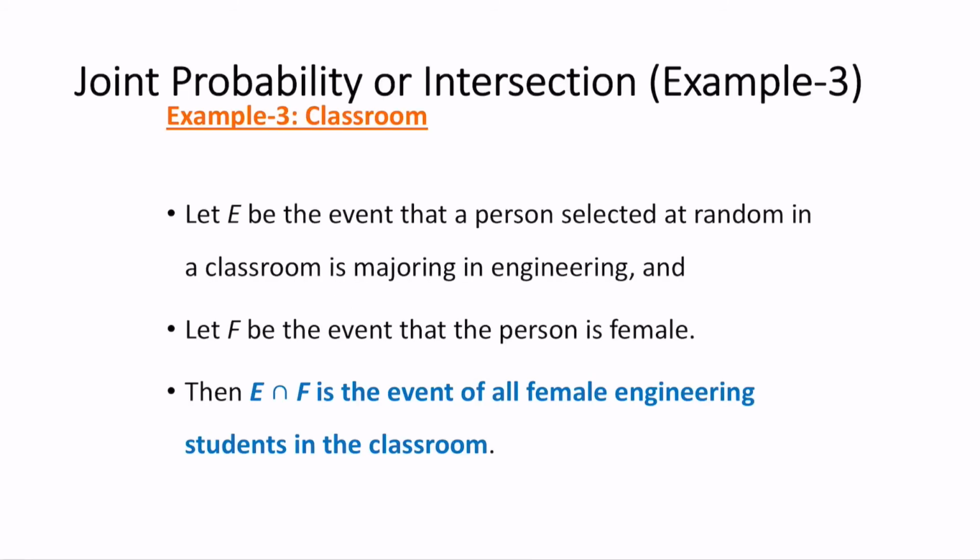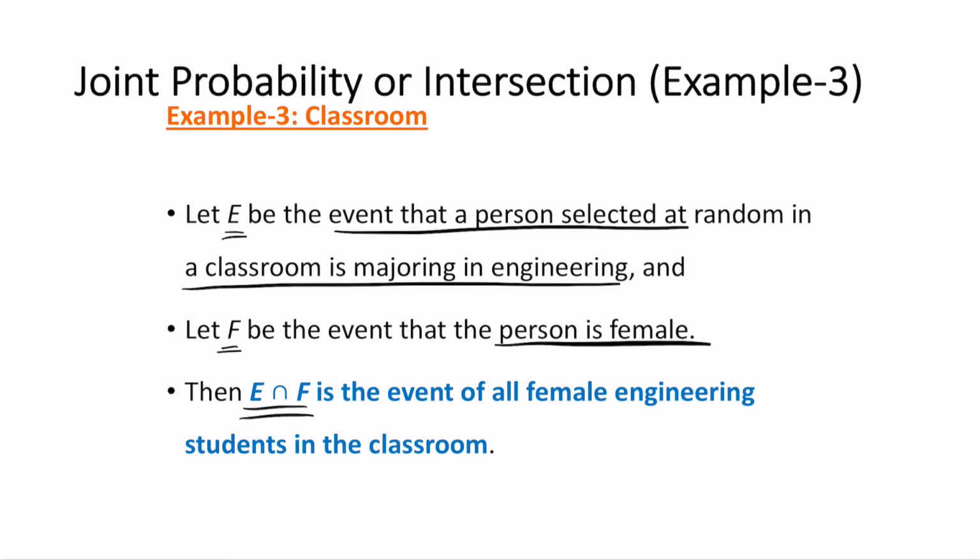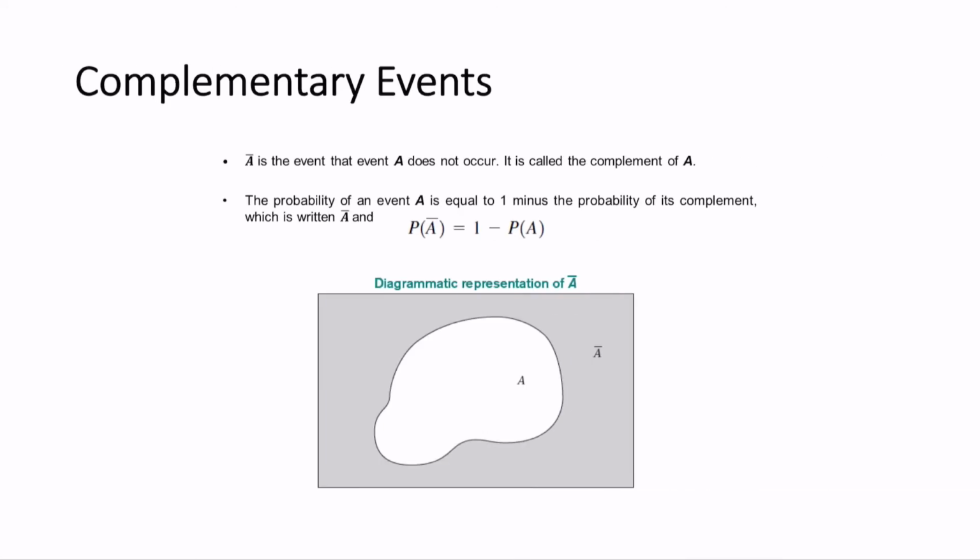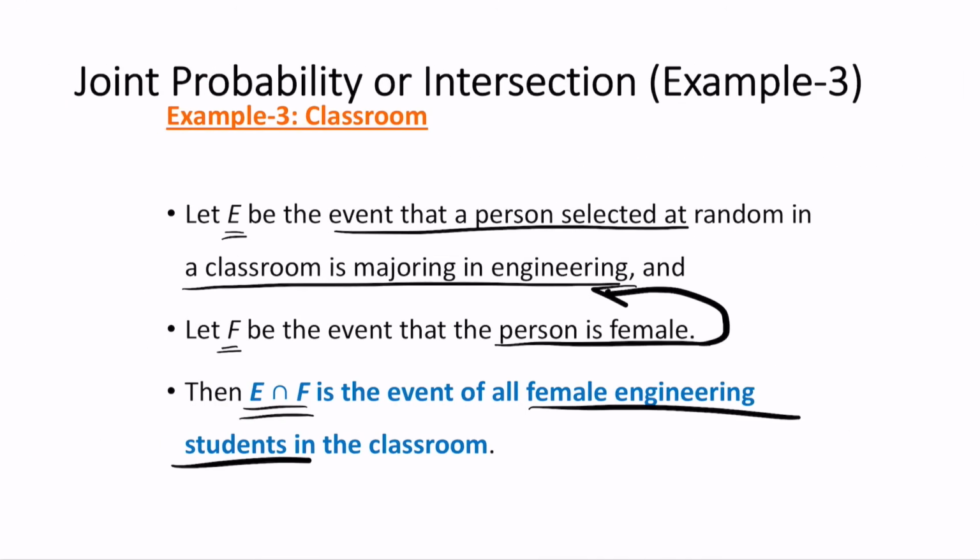Another example to think about intersection: let's say you have an event E where the person selected at random in a classroom is majoring in engineering, and let F be the event where the person is female. Whenever you write E intersection F, it means a female engineering student. So we are looking for all the female engineering students. That's the difference between the topic of joint probability and intersection.